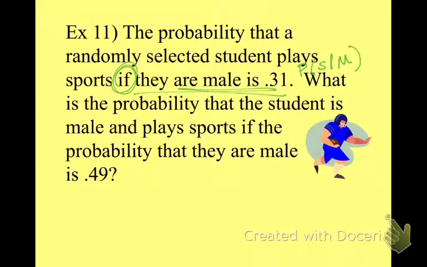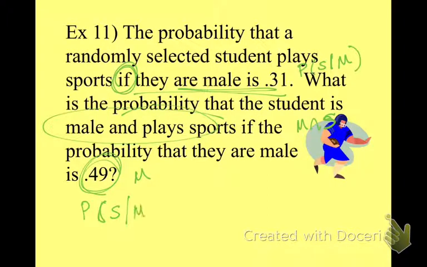What is the probability that the student is male and plays sports? So I am looking for male and sports, if the probability that they are male is 0.49. So this is just male. The formula is, if it's sports given male, it's sports and male over just male. And I have this and I have this.